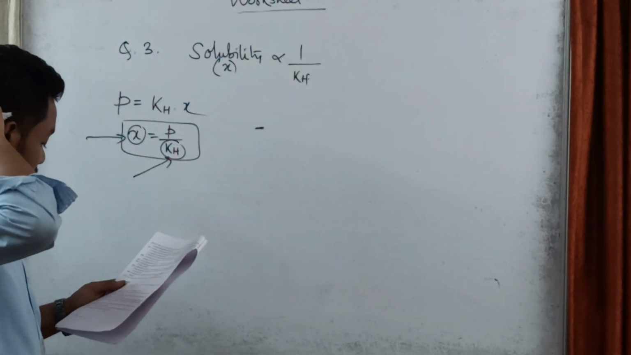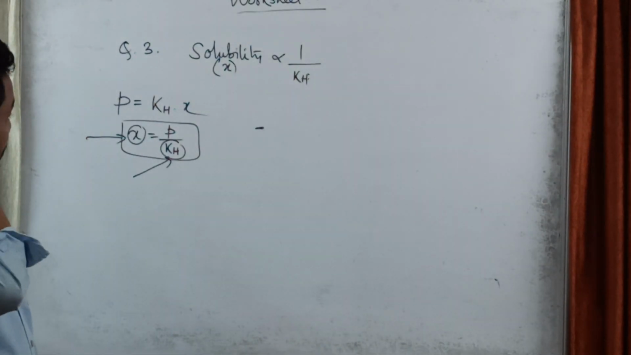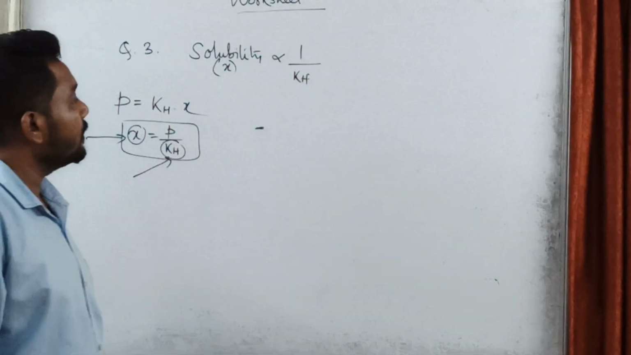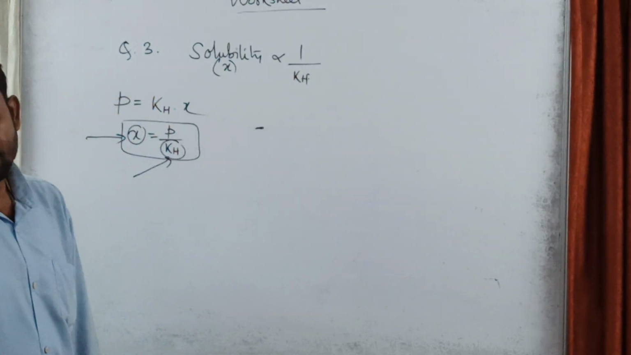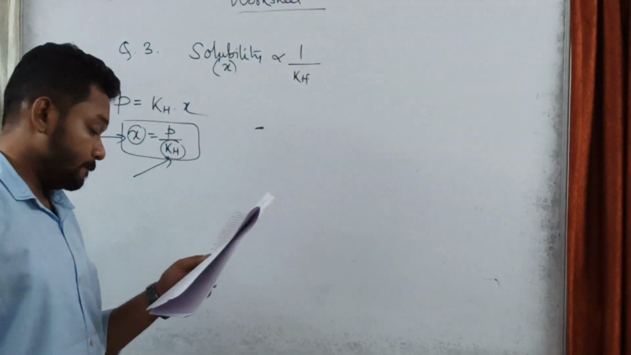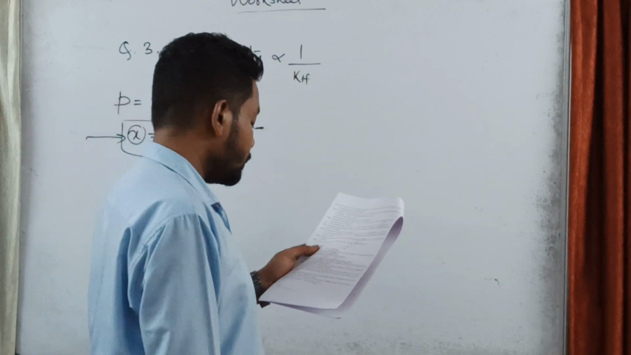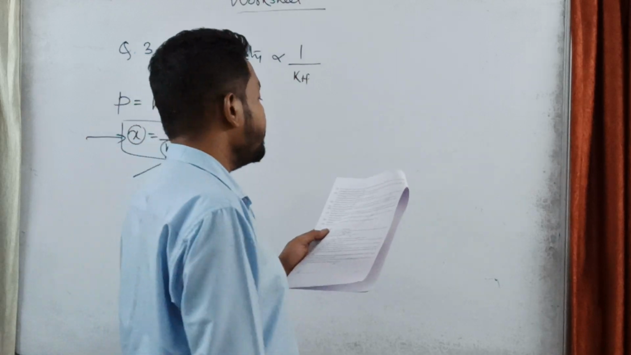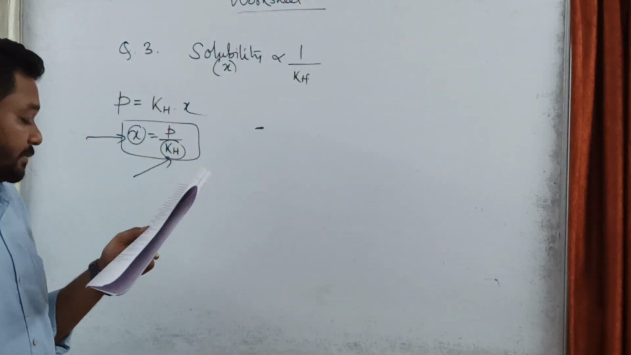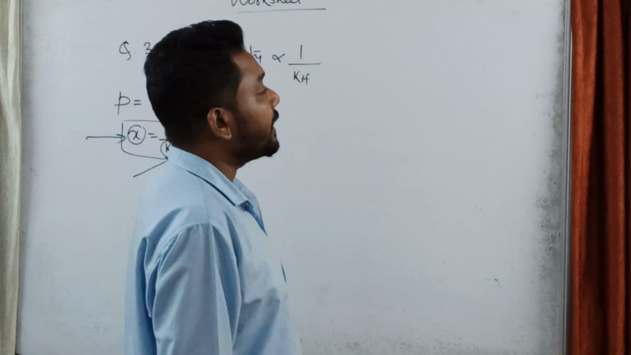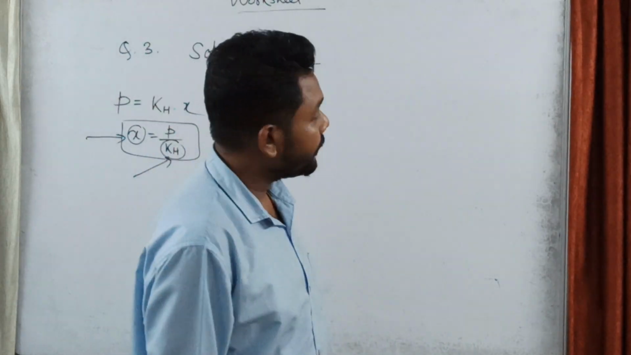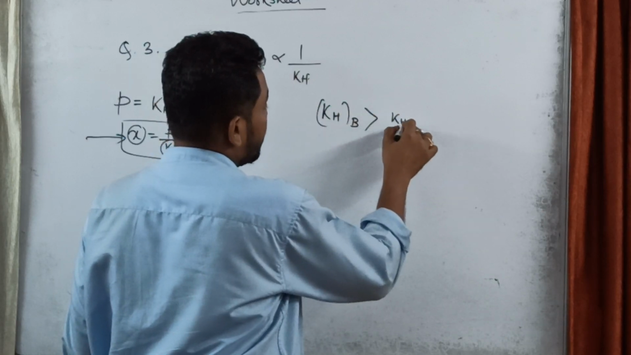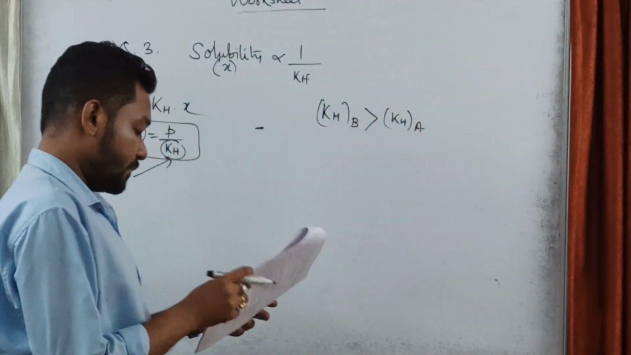Write down here: gas A is more soluble in water than gas B at the same temperature. So the KH value of gas B is higher than the KH value of gas A. Okay? Very easy, you can see.